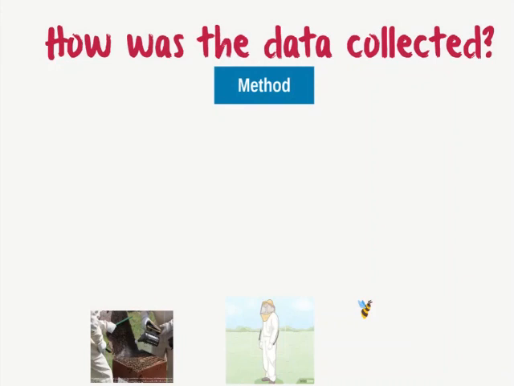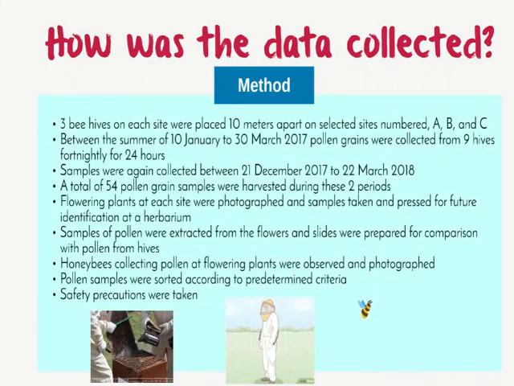Let's have a look at the method used. 3 beehives on each site were placed 10 meters apart on selected sites numbered A, B, and C. Between the summer of the 10th of January to the 30th of March 2017, pollen grains were collected from 9 hives fortnightly for 24 hours. Samples were again collected between the 21st of December 2017 to the 22nd of March 2018. A total of 54 pollen grain samples were harvested during these 2 periods.